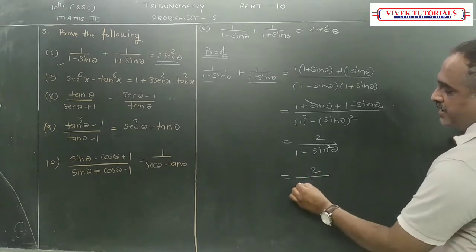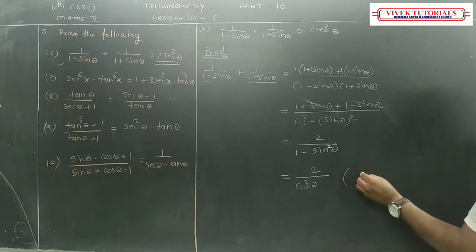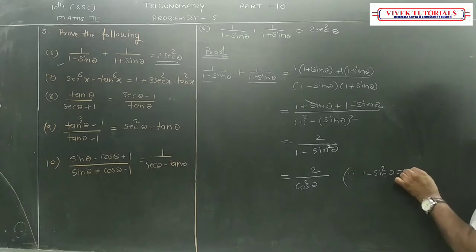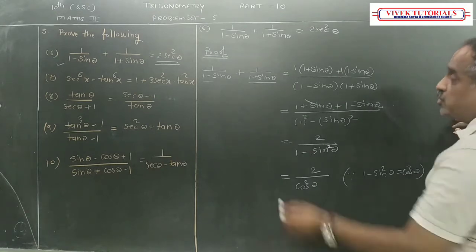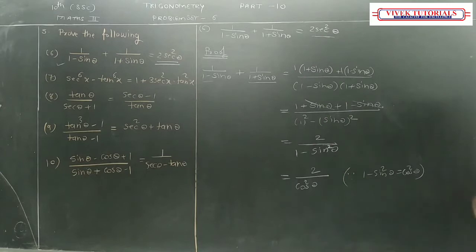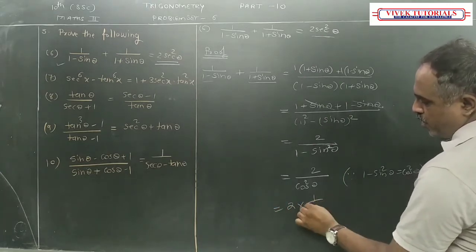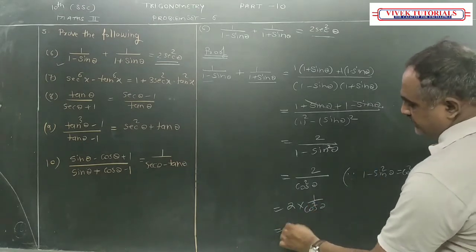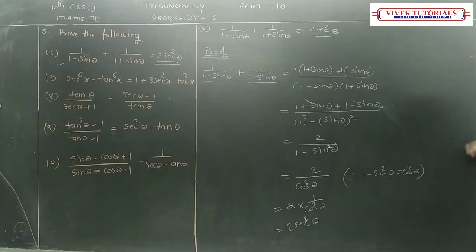1 minus sine square theta is cos square theta. The reason is that sine square theta plus cos square theta is equal to 1. Now you should concentrate on the right hand side. Since there is a relation between sine and cos, we can write 2 upon cos square theta. That is nothing but 2 sec square theta.